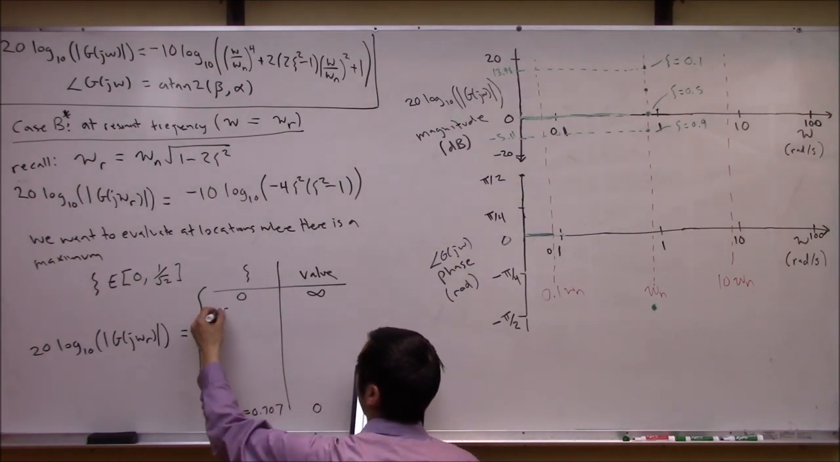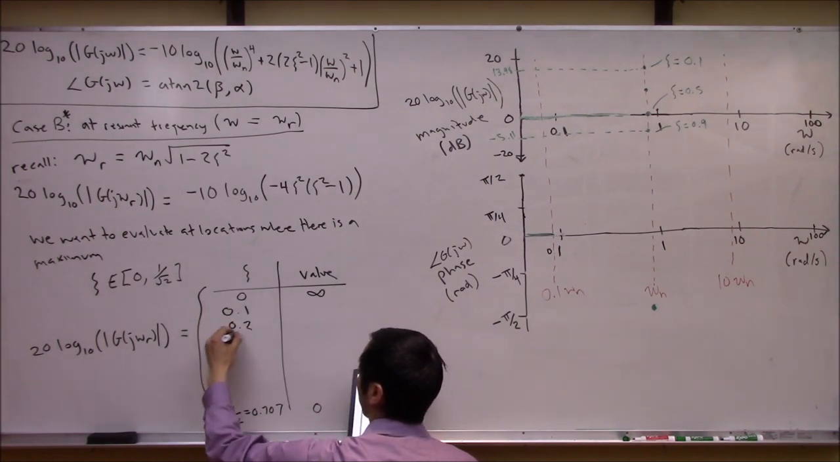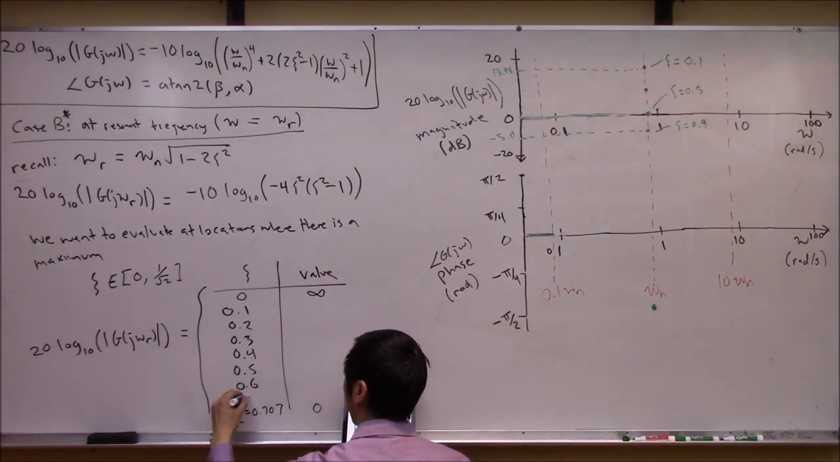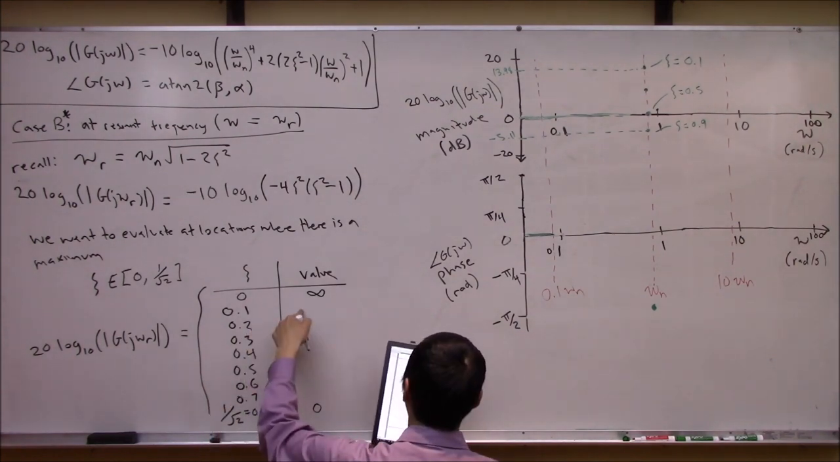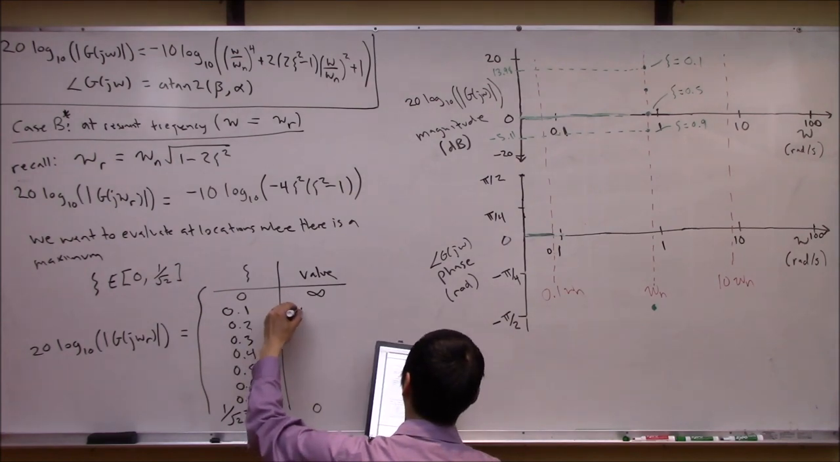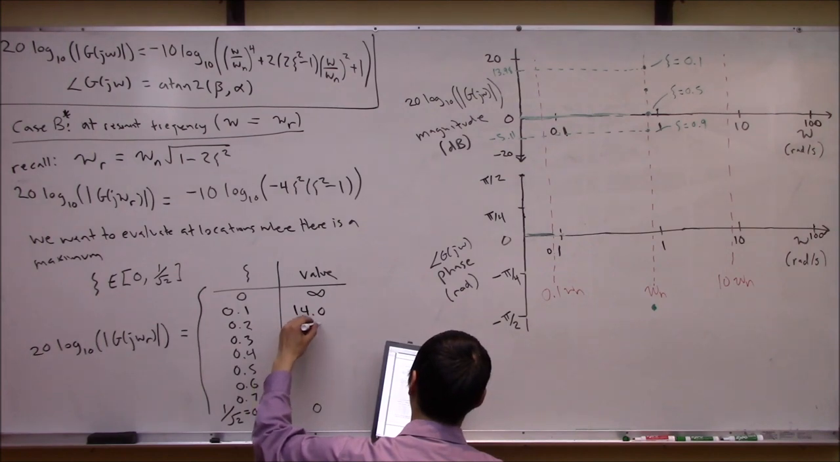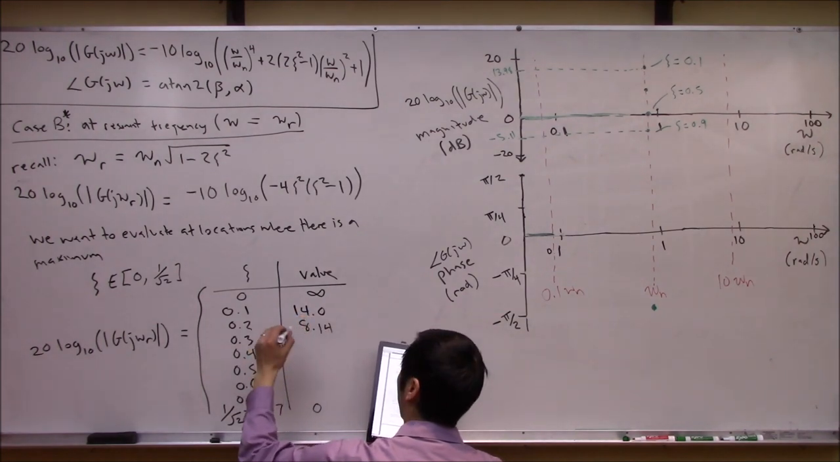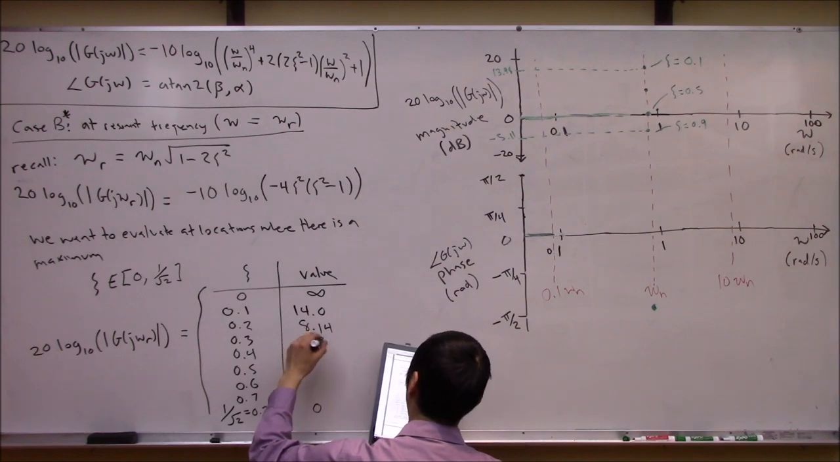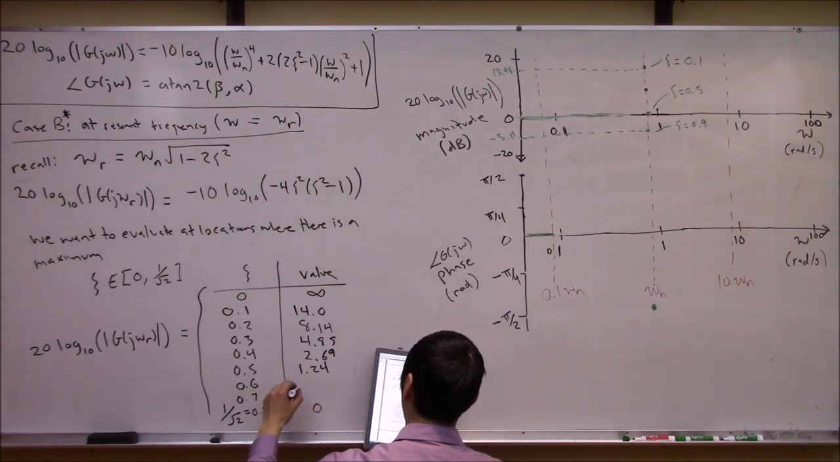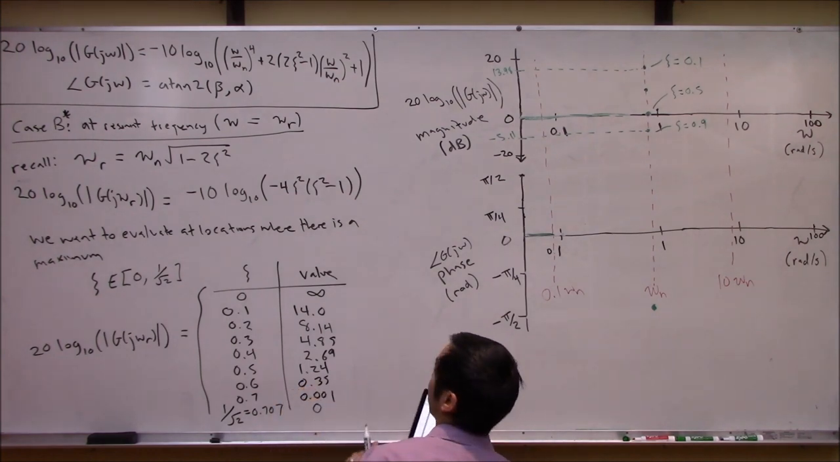So go over to Mathematica or MATLAB, whatever you want, put in 0.1, 0.2, 0.3, 0.4, 0.5, 0.6, 0.7, and then 0.707. At 0.1, you plug this in, you get something like 14.0 dBs. Then you get 8.14, 4.85, 2.69, 1.24, 0.35, and 0.001, and then finally you get to 0, okay?